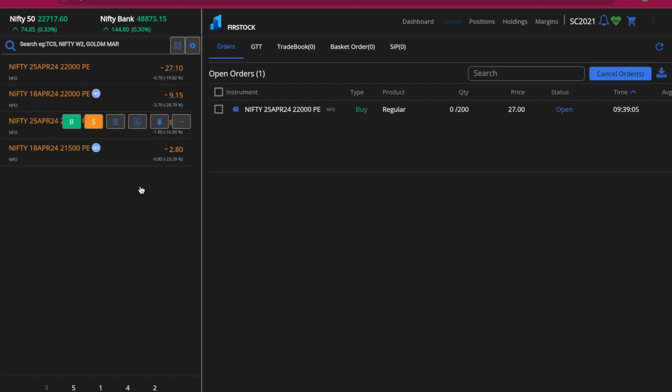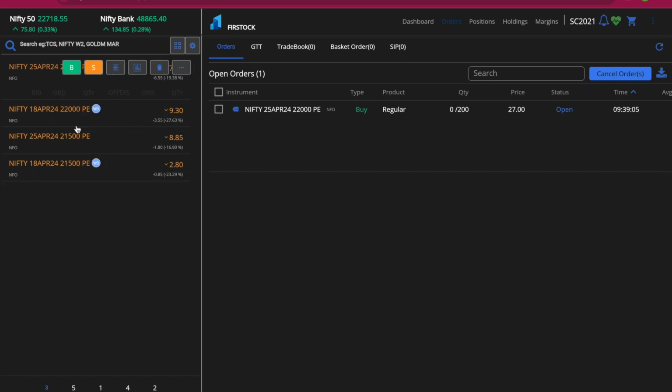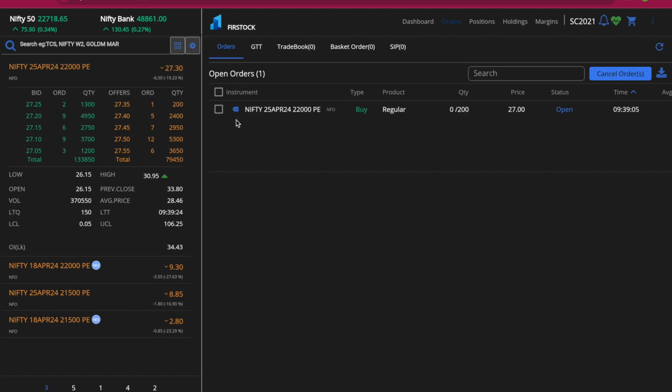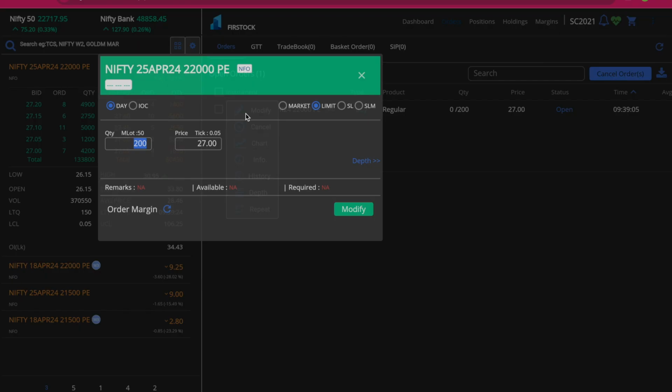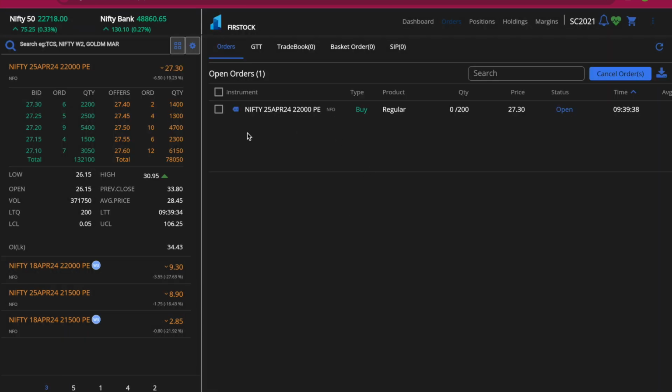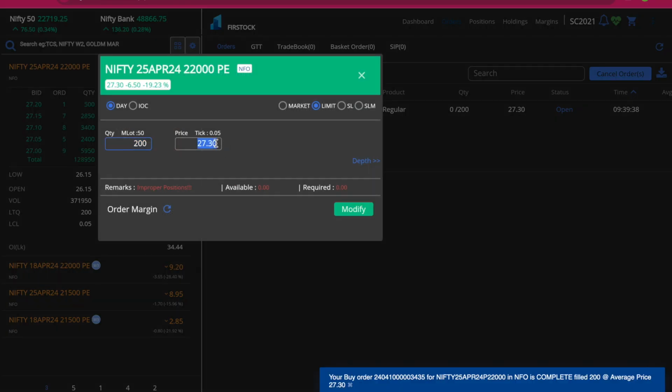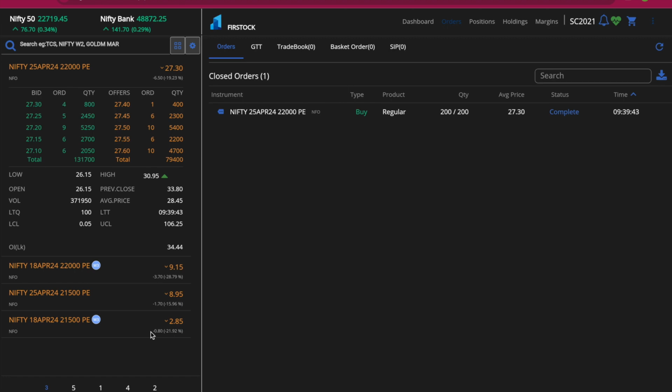23,500 we have exited completely. 21,500 we are soon going to exit. 22,000 PE of 25th April. Here we are trying to buy this, and we have to buy this at 27.3, probably. Yes, it has been executed.